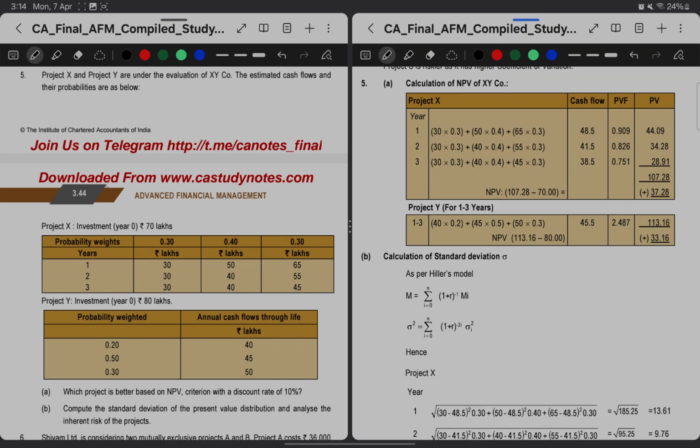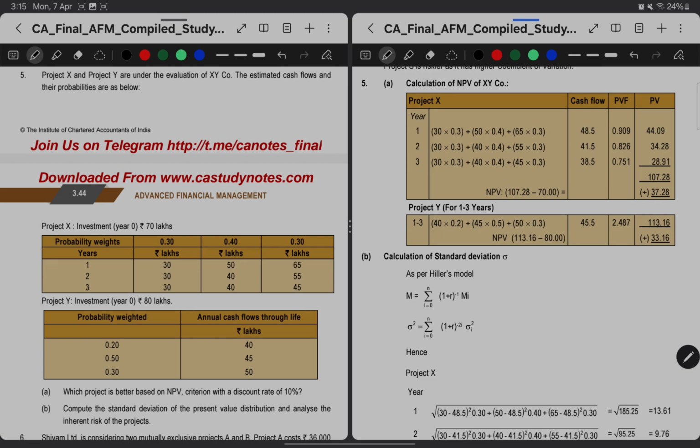Problem 5. Project X and Project Y are under the evaluation of XY Co. The estimated cash flows and their probabilities are as below. They've given Project X initial investment which is 70 lakhs, and then probabilities for 3 years along with cash flows for 3 years. Then Project Y investment is 80 lakhs and probability weighted, and then annual cash flows through life. So this is throughout the life for project Y, and for project X for 3 years.